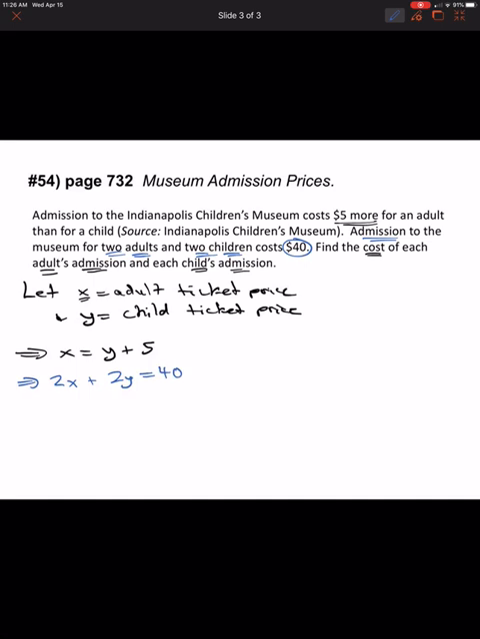Now, just to be different than our last problem, we could use elimination, even though it's set up for substitution, right? You already got it solved for X. You can plug that in the other equation. But if you wanted to do elimination, let's use the elimination method. First thing I would do in this problem is rewrite this first equation in standard form. I'll go ahead and move the Y term over.